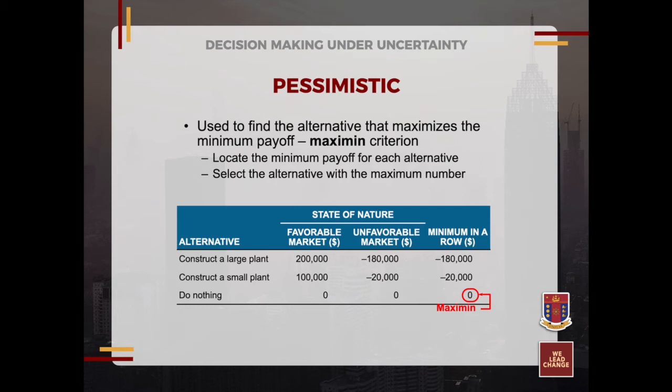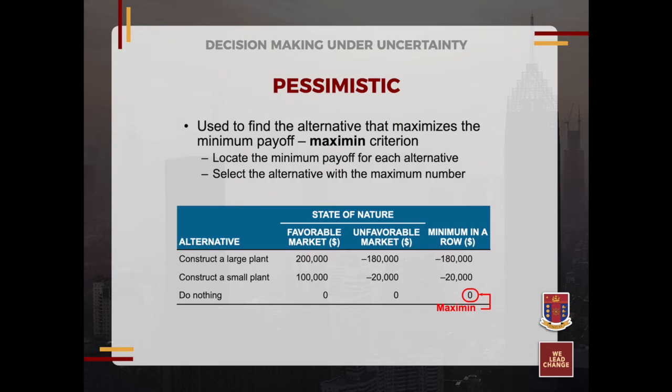We have $100,000 versus negative $20,000, which would be the minimum number. Of course, we choose negative $20,000. And as for do nothing, we just get a zero all throughout. Now, we have different values here under the minimum in a row. We have negative $180,000, negative $20,000, and a zero.